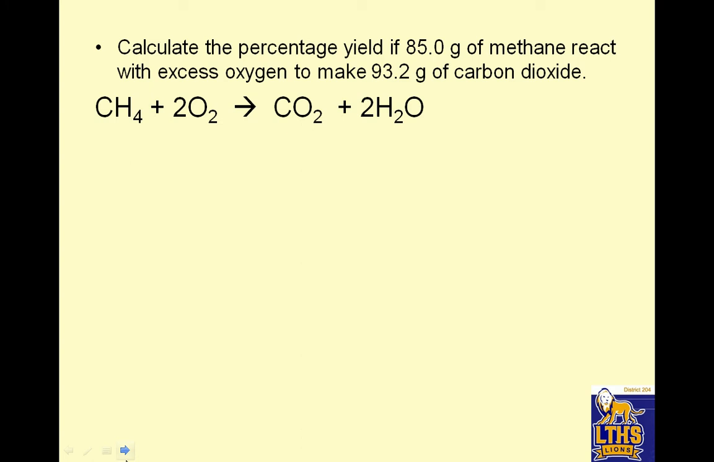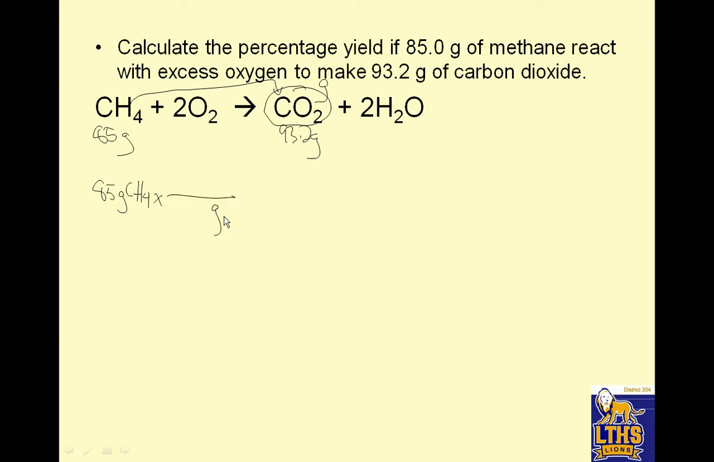Calculate the percent yield if 85 grams of methane react with excess oxygen to make 93.2 grams of carbon dioxide. So I have 93.2 grams of this, I have 85 grams of this, and notice we're converting one into the other. I'm going to see how much we're going to get. 85 grams of CH4, and I'm going to convert it into grams of CO2. And isn't that weird? I already have a number for it. Why am I going to convert into it? See if I get all of that.